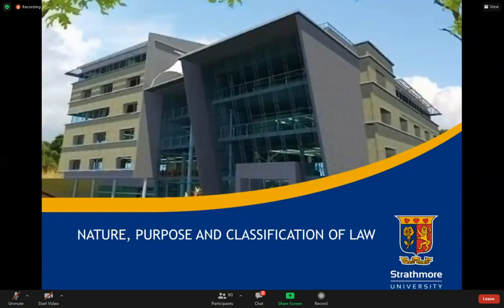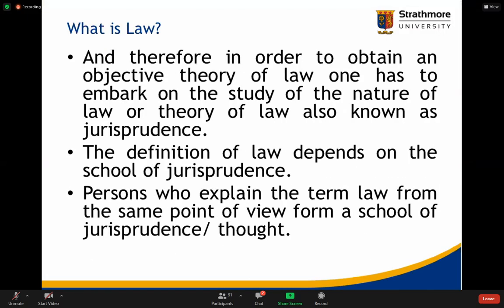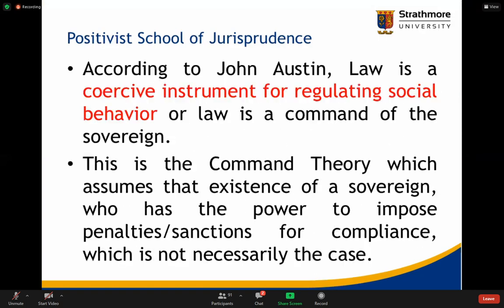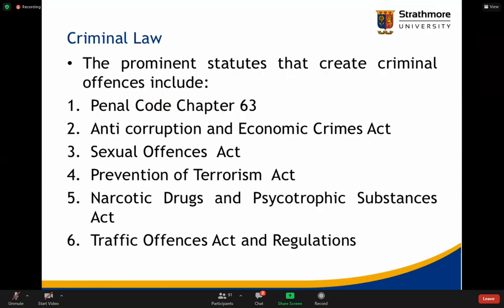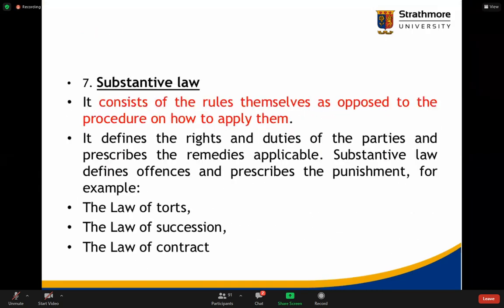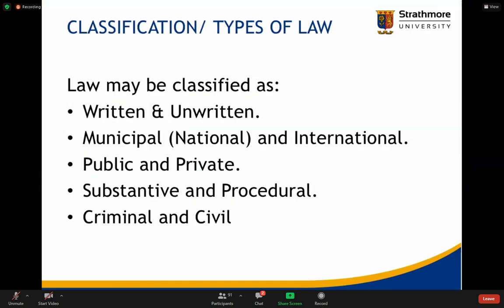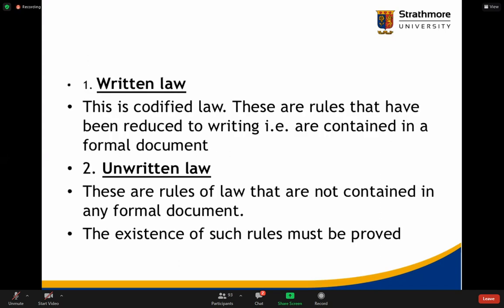So nature, purpose, and classification of law, that is the topic we were covering since last week. You'll find all these notes on the slides on your e-learning. For today, we're going to pick up on classification of law, which is a short bit. These are the various ways through which you can classify the law: written and unwritten law, municipal and international, public and private, substantive and procedural law, criminal and civil law. So let's start off with written law.